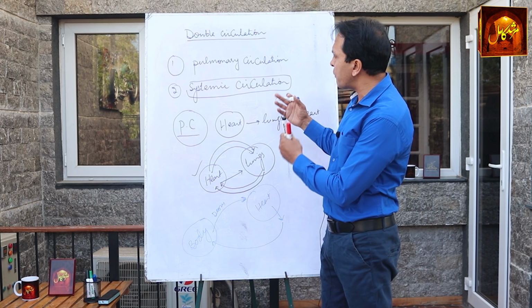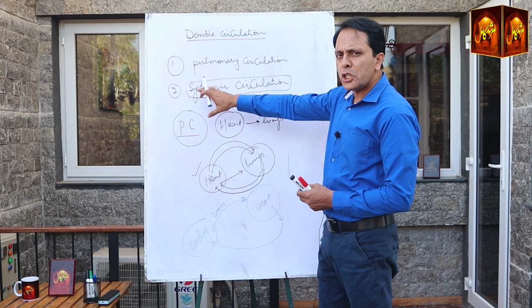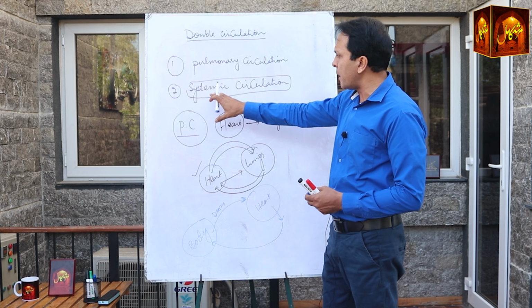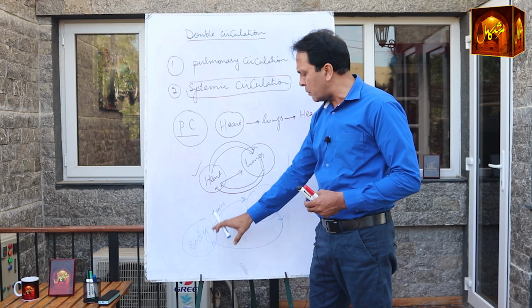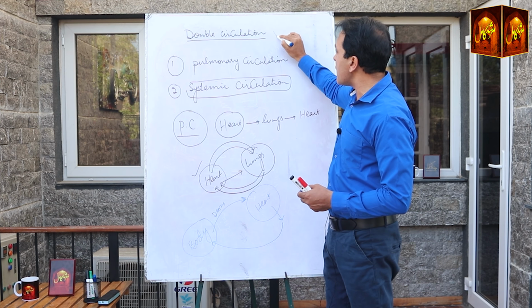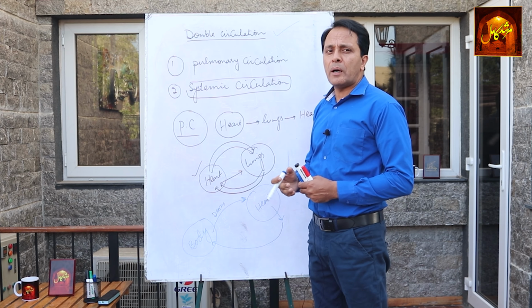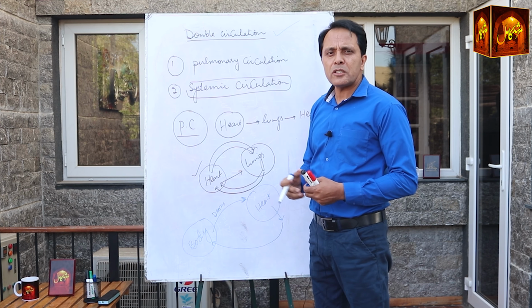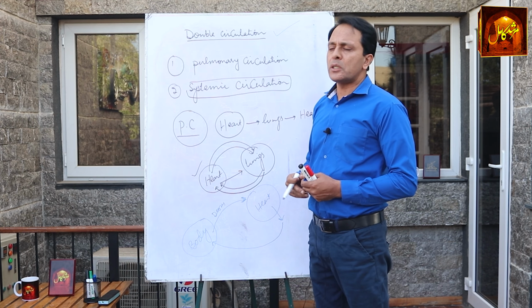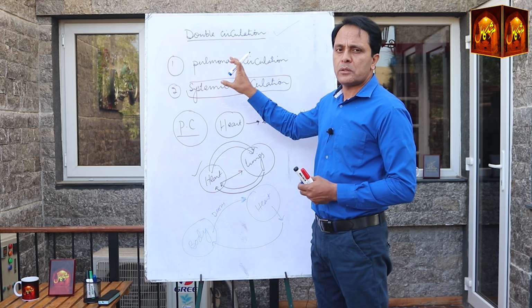So these are the two different types of circulations, the pulmonary circulation, that is between your heart and lungs, and the systemic circulation, that is between your body and heart. These two types of circulations make your heart pump double. That's why it is called double circuit heart, and this type of circulation is called double circulation.